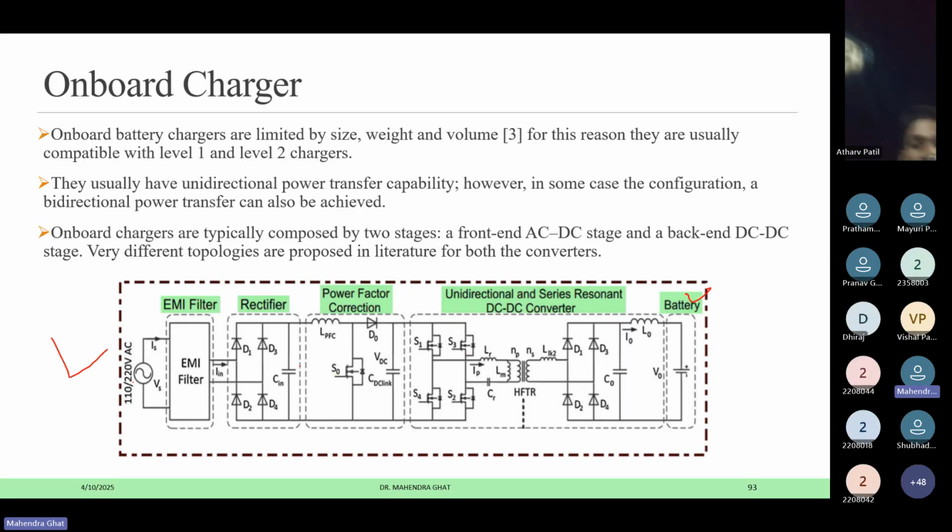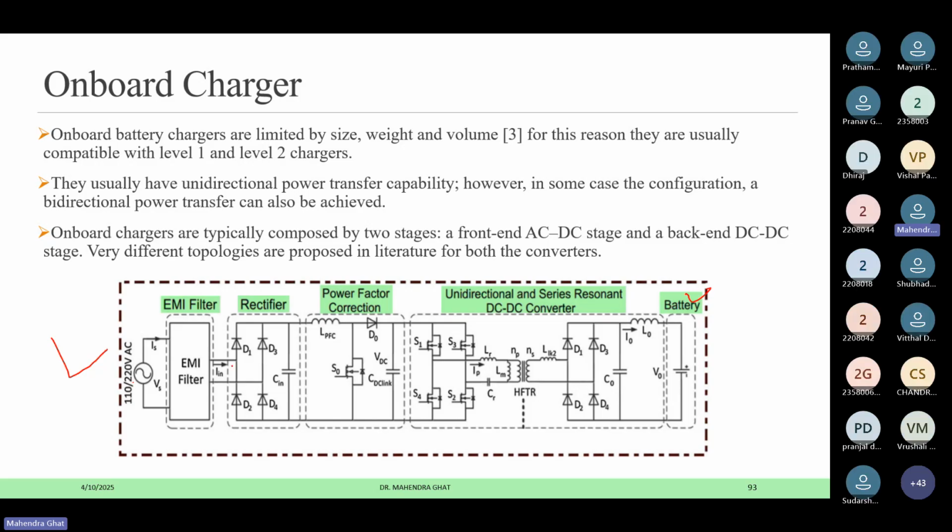So you can see here, first of all, the AC supply is taken. So some filtering is required at the input side so that noise is not transferred from the AC to the battery side, or from the battery side to the AC side. So that's why some filter is required. After that filter, a simple full bridge diode rectifier is used, which will convert this AC to DC.